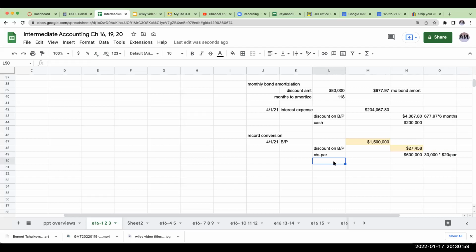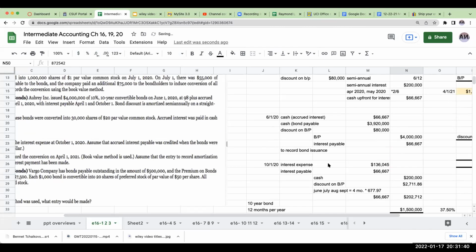Okay, so we've got bond payable, crediting discount on bond payable to take that off my books. Now I've got a problem, right? My journal entries have to balance out. So right over here, to balance my journal entry, I need a credit over here for $872,542. And this is going to be additional paid in capital common stock. So this is how I'm going to be going through and recording that conversion of the bond. Okay. All right. So that kind of takes care of that question.